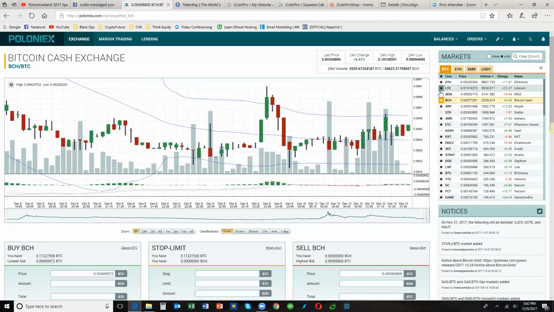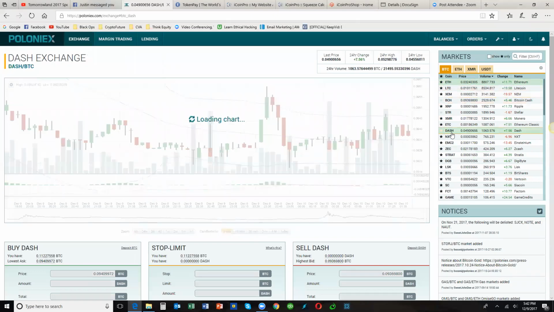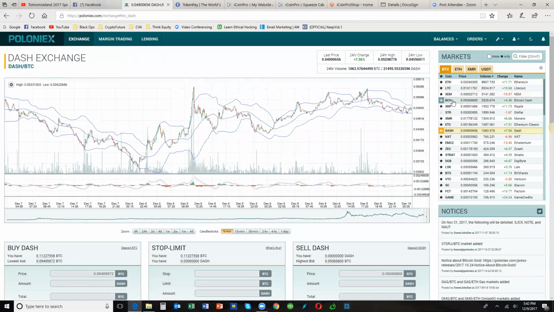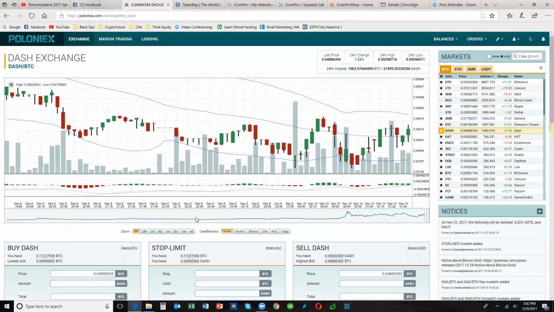Which one is looking squeezier to you, Dash or Bitcoin Cash? I'm thinking Dash. But the thing is, Bitcoin Cash is higher in volume, so that one can change circumstances much quicker than Dash Coin down here. All it takes is one big buy-sell order to change the whole dynamics of the Bollinger Bands.